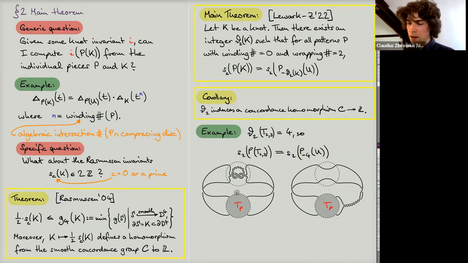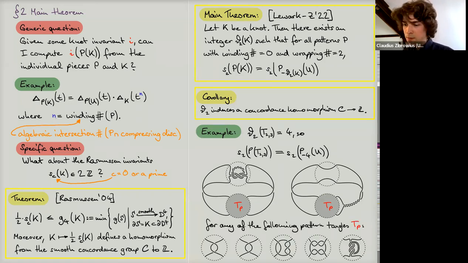So in pictures, here on the left we have our original satellite knot whose Rasmussen invariant we want to compute. And on the right-hand side, we have replaced this companion tangle by the trivial tangle. The only thing that we've changed otherwise is that we've added a number of twists in the pattern. And this holds for any pattern.